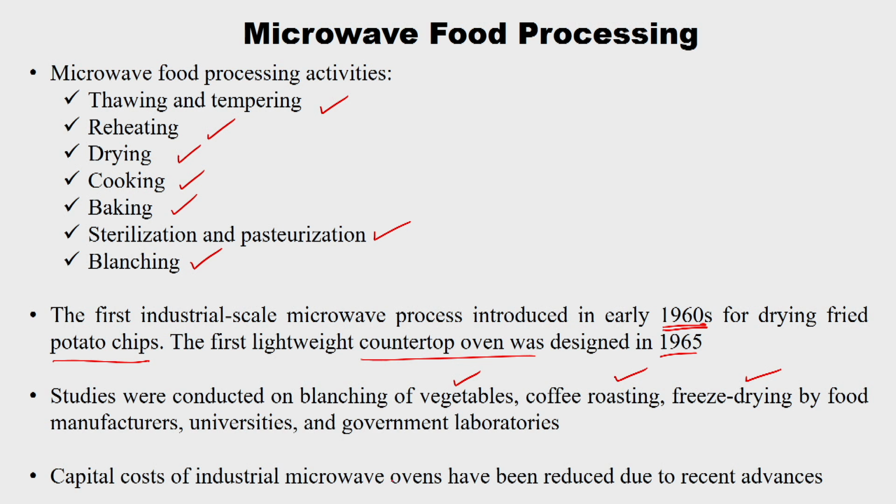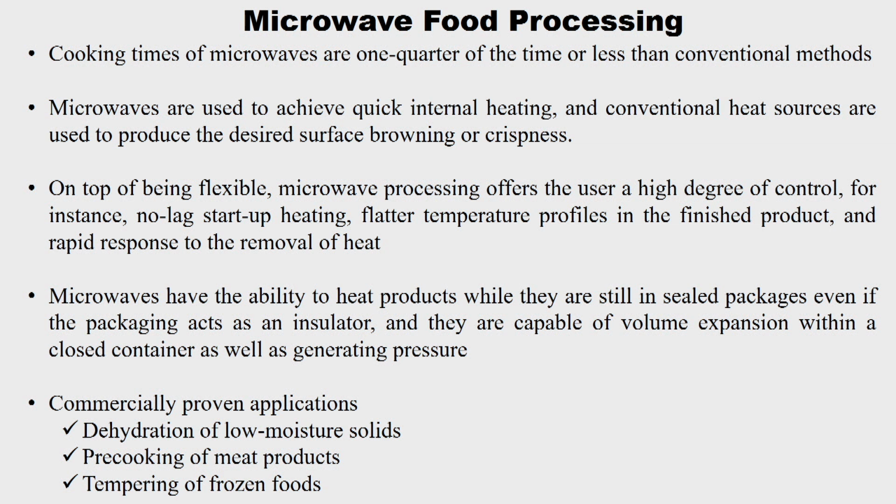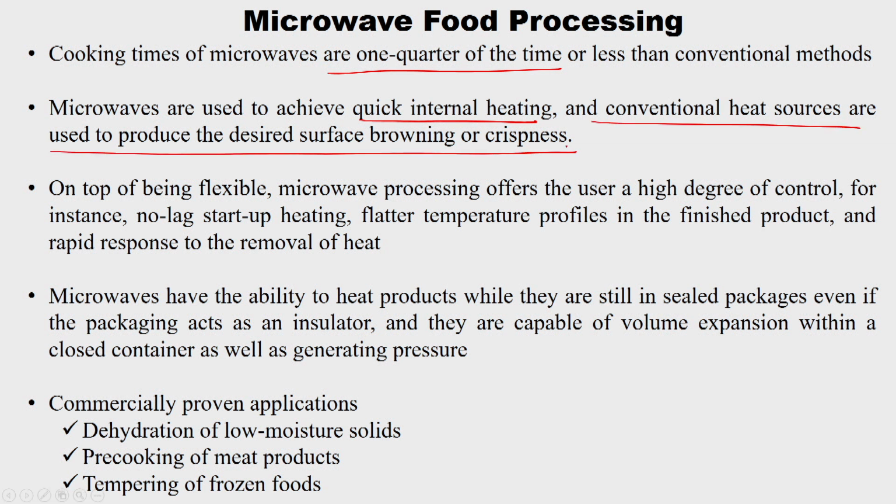When it started, it was used for these applications. The capital costs of industrial microwave ovens have been reduced, as we just discussed. The capital cost is what limits its applications in wide areas, and it has been reduced due to recent advances. The first application is cooking. The cooking time of microwave ovens is one quarter or less of the conventional method. Microwaves achieve quick internal heating, and conventional heat sources are used to produce the desired surface browning or crispiness. We have already seen that microwave heating is a volumetric phenomenon.